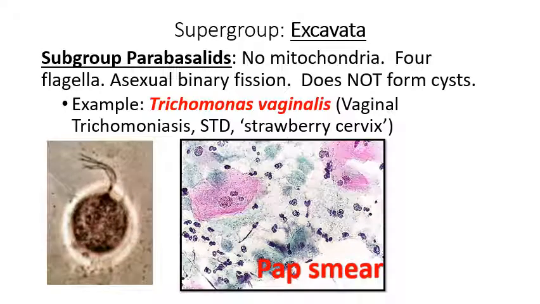Okay, this is a pap smear, which is where they put a swab into the vagina and take a sample of the skin tissue from the cervix, and then you can actually see the Trichomonas vaginalis in this pap smear.